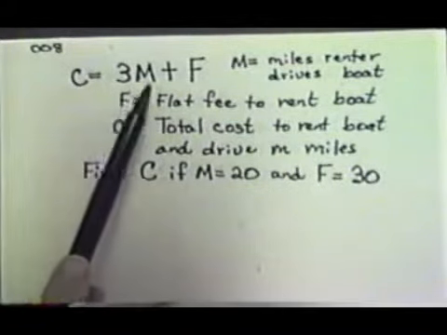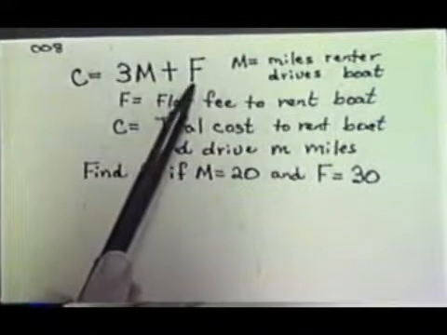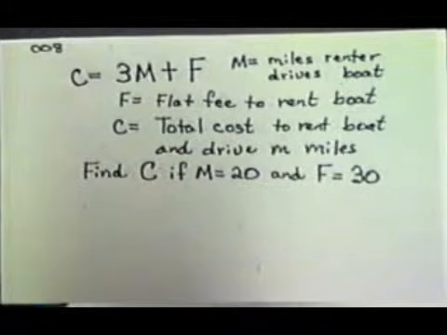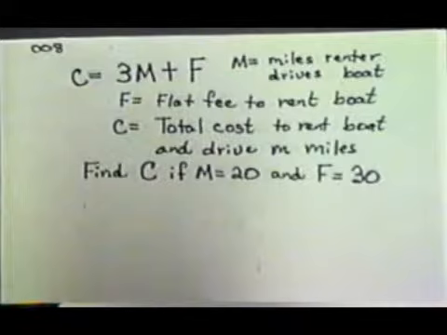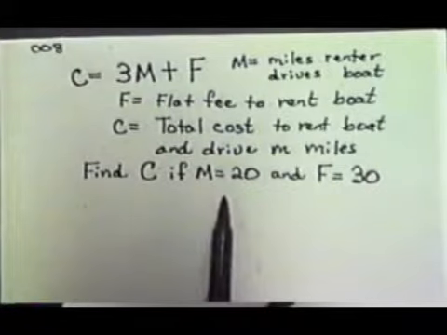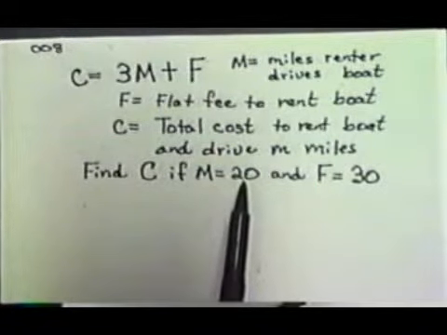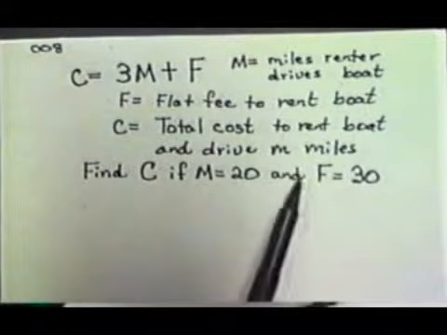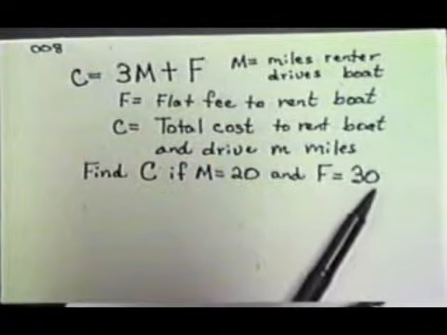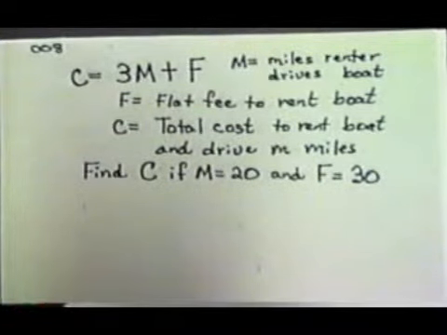So the m tells us how many miles we're going to drive the boat, the f is the flat fee we'll pay to rent the boat, and the c is the total cost that we'll pay to rent the boat and drive it m miles. Now we're going to be given a number to stand for every variable except for one. It says find c. If m is 20, that means the number of miles we're going to drive will be 20, and f, or the flat fee to rent the boat, is going to be 30, and I assume it's going to be $30. So our question is to find the total cost to rent the boat.